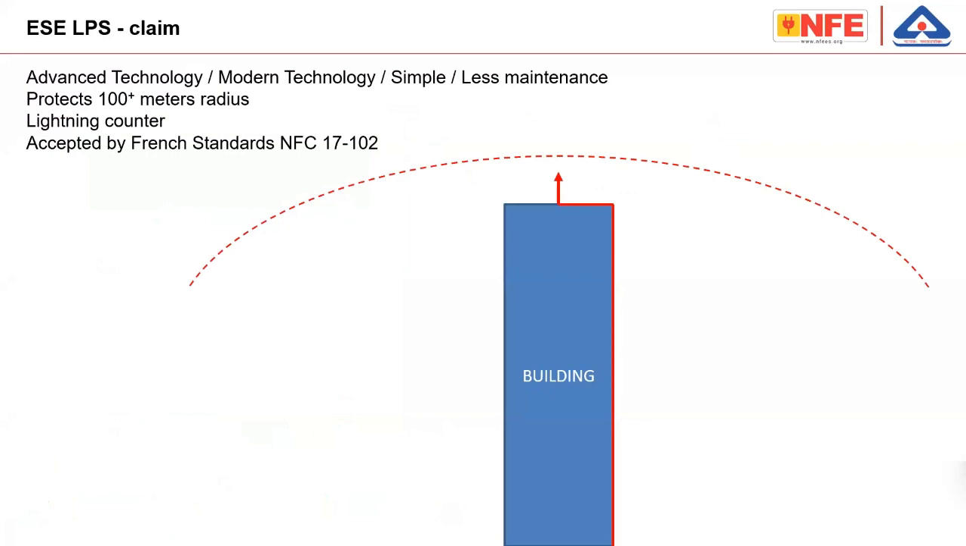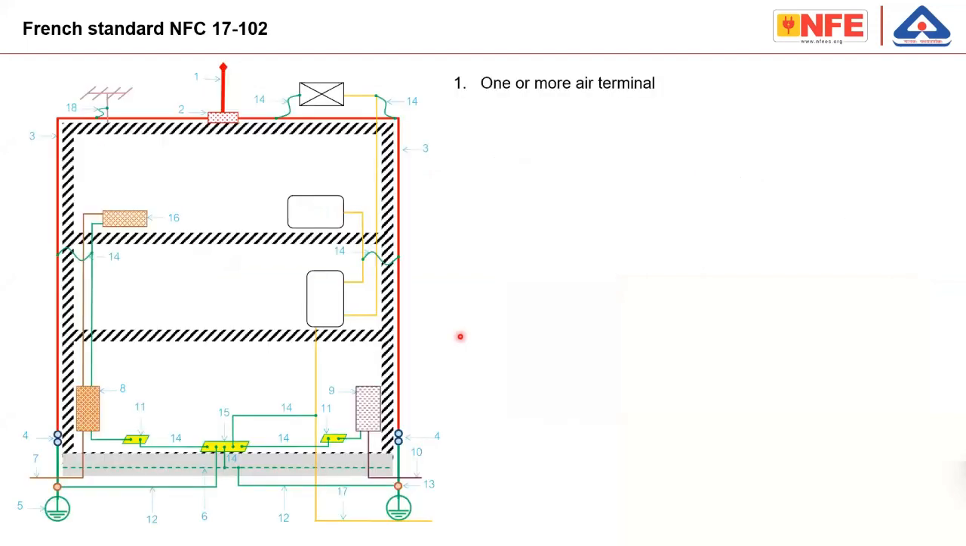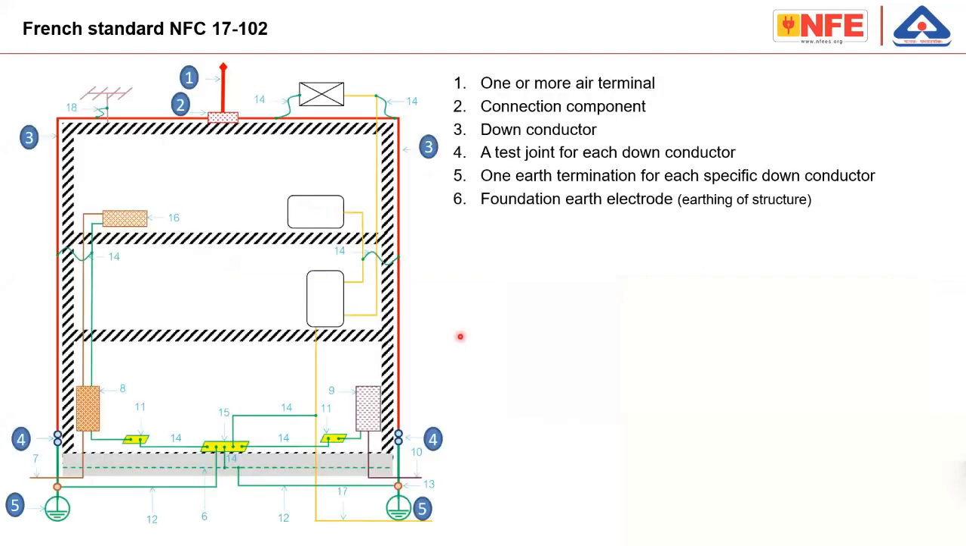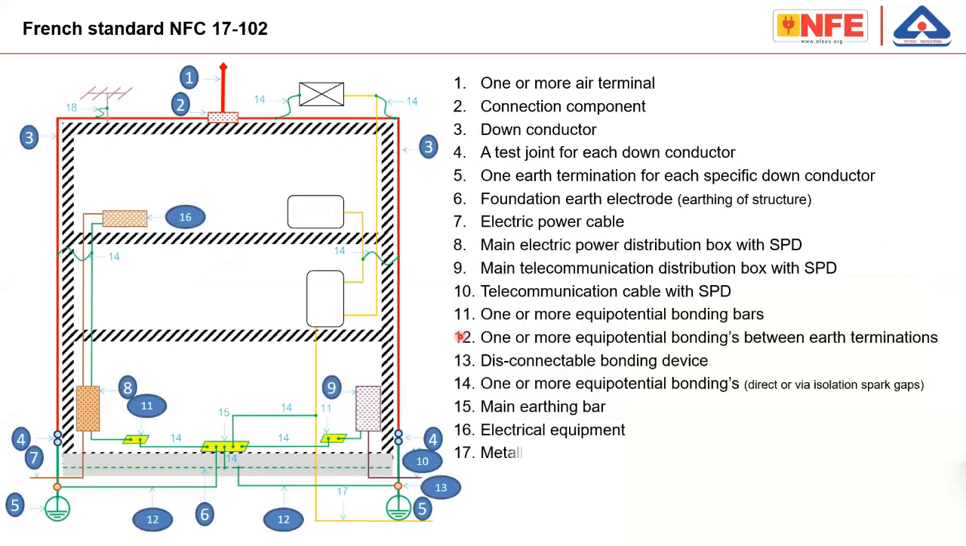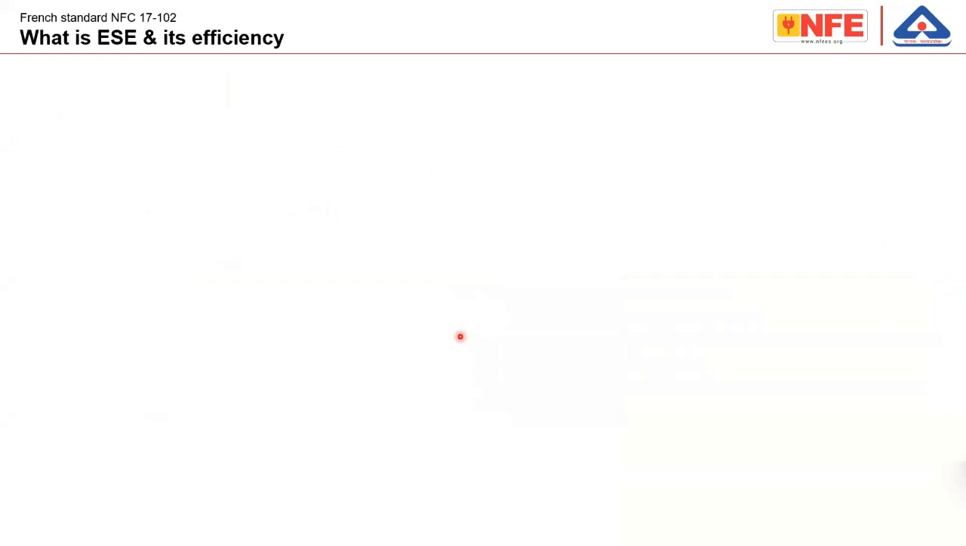Even the French standard doesn't say that one rod attracting 107 meters passes the current through one down conductor and one earth electrode. Even the French standard does not talk about it. Whereas the manufacturers and suppliers in India always explain in this fashion: one rod, one down conductor, and one earth electrode, which is wrong as per the French code. So this picture you can find in the French code, which consists of a proper equipotential bonding and several down conductors.